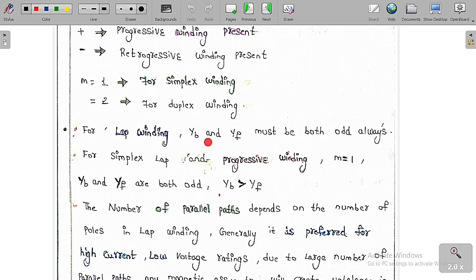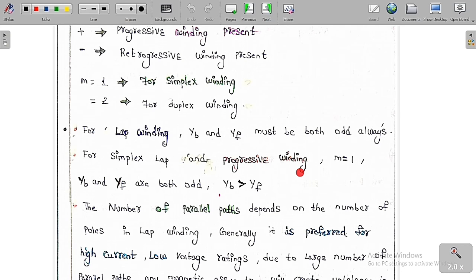For lap winding, Yb and Yf must both be odd always. This is a very important point for lap winding. Yb and Yf are always odd numbers for the lap winding.